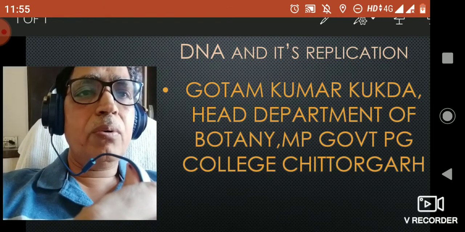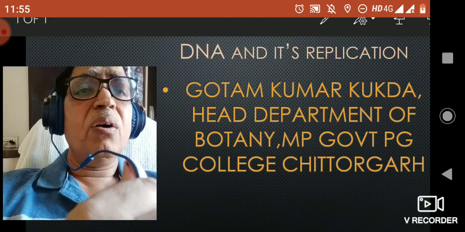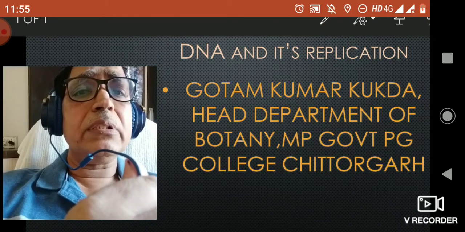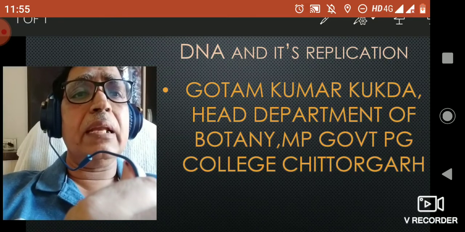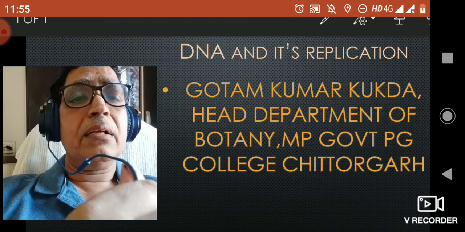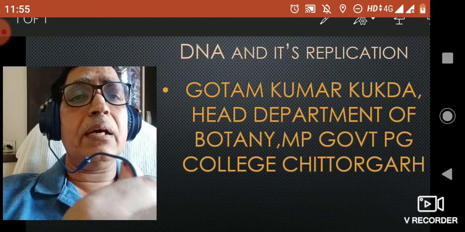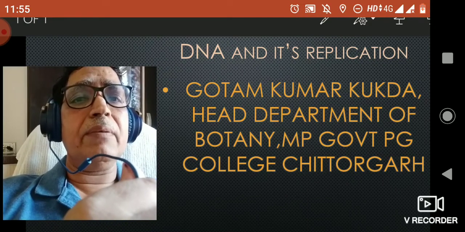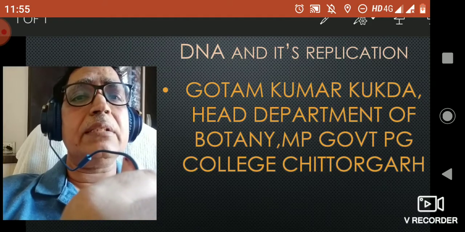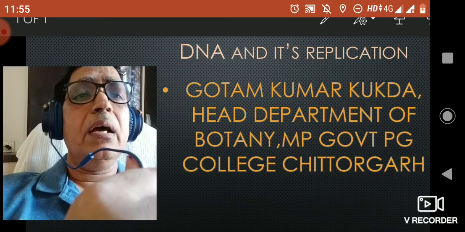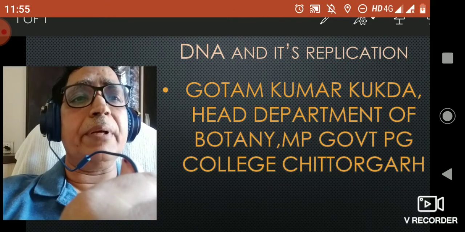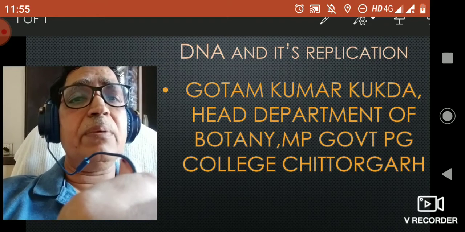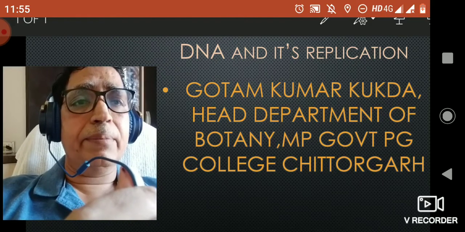Now, how does DNA replicate? What hypotheses have been given for DNA replication? There are three hypotheses for DNA replication. First is the conservative mode of replication, another is the semi-conservative mode of replication, and third is the dispersive mode of replication. Then what is the difference between all these three types?